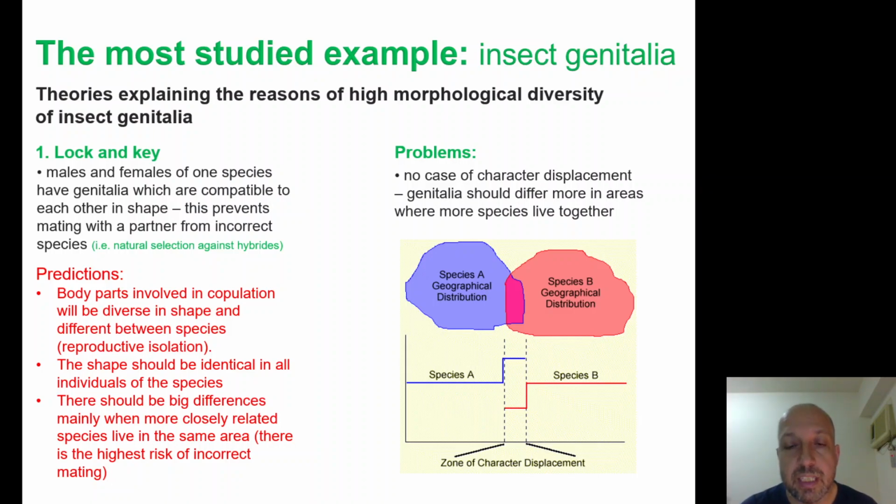And the last thing which we would expect is that if we had two species which live more or less separately, but overlap, living together in some small area, we would expect the genitalia to be more distinct, more different from each other in this area of overlap, right? It is called character displacement. That means where the species live together, they tend to differ more from each other than in the areas where only one species lives. Again, we don't observe this thing.